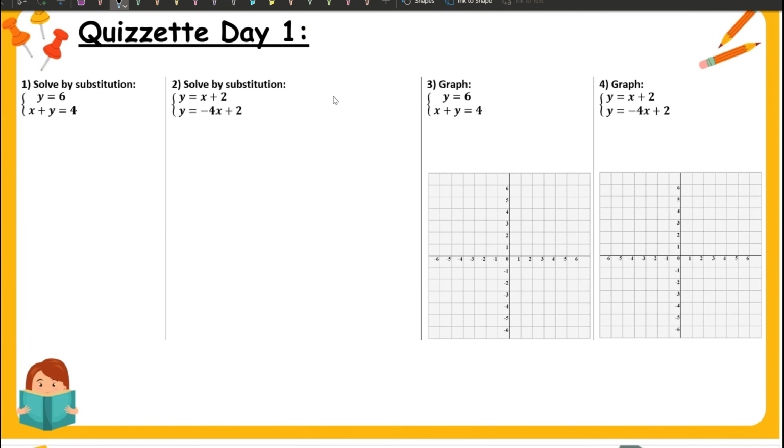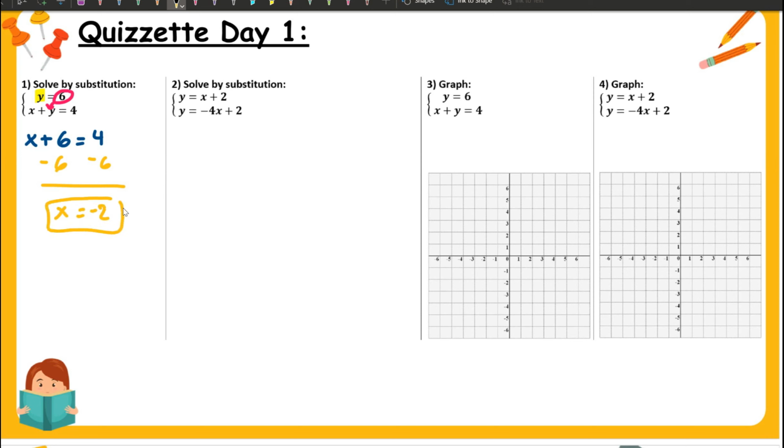Problem number 1. You're going to solve the system of linear equations by substitution. First we have y equal to 6 and then x plus y equal to 4. So we're going to do substitution. Y was given as 6, so you're going to plug it in. X plus, instead of y, you're going to replace it with 6, equal to 4. Then we're going to solve for x by subtracting 6 from both sides. So x equal to -2.